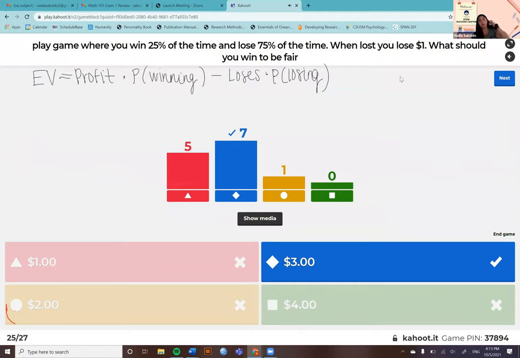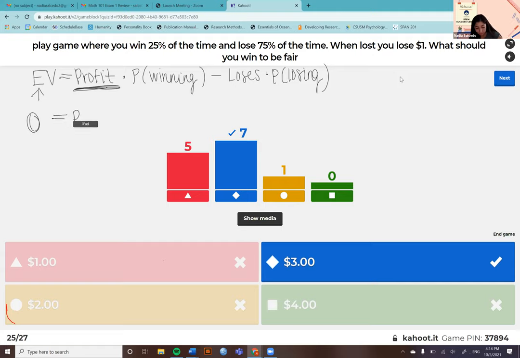Okay, so $3. We're playing a game where you win 25% of the time and lose 75% of the time. When you lose, you lose $1. What should you win to be fair? We don't know this part, because we don't know how much we'd have to win. It didn't give us that, but it did tell us we want the game to be fair, so we can plug in zero for expected value.